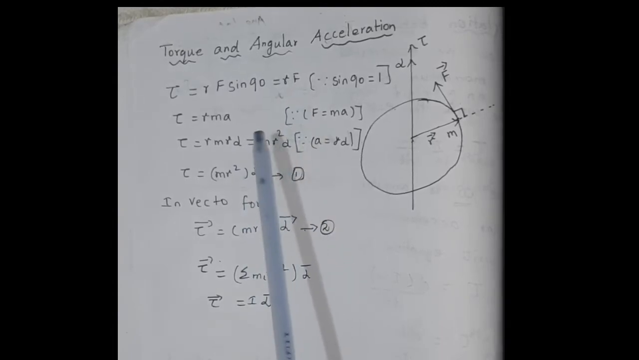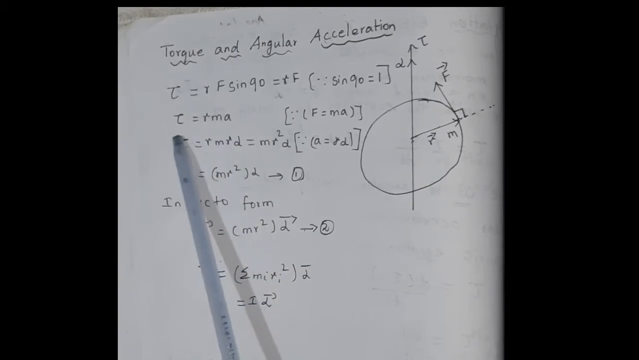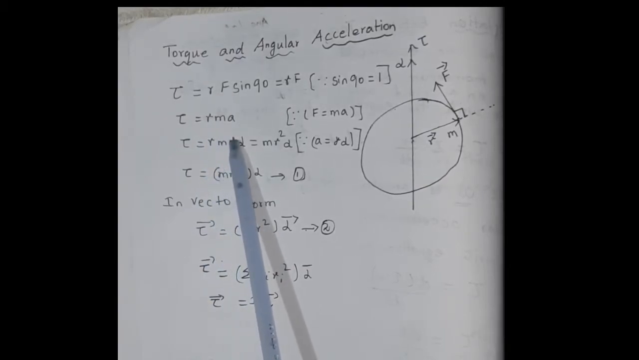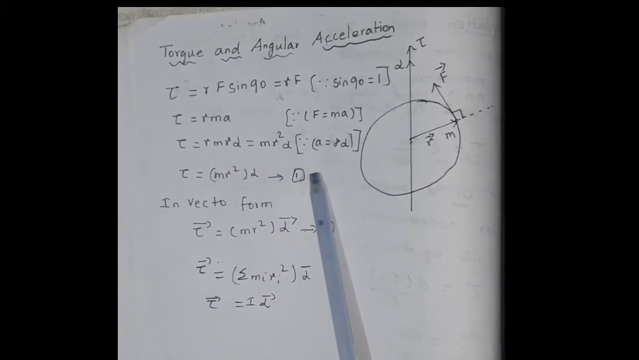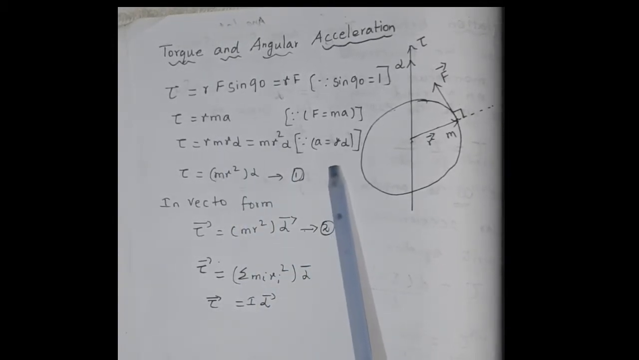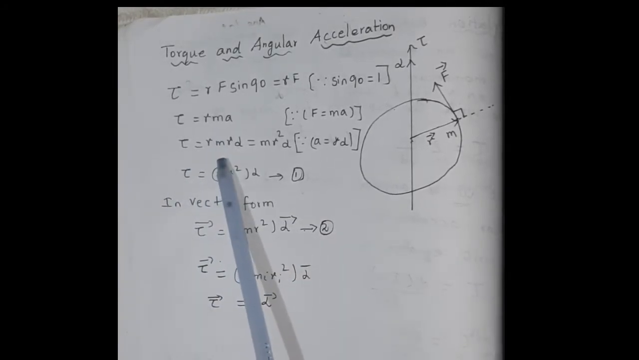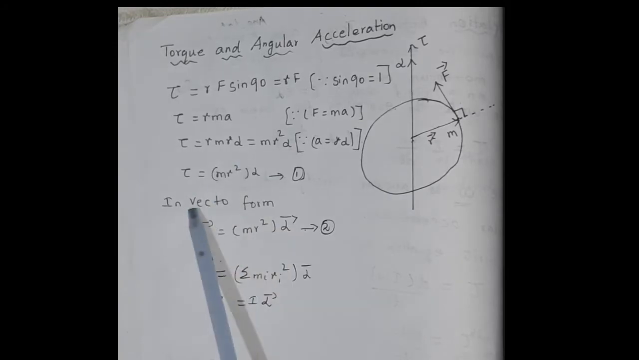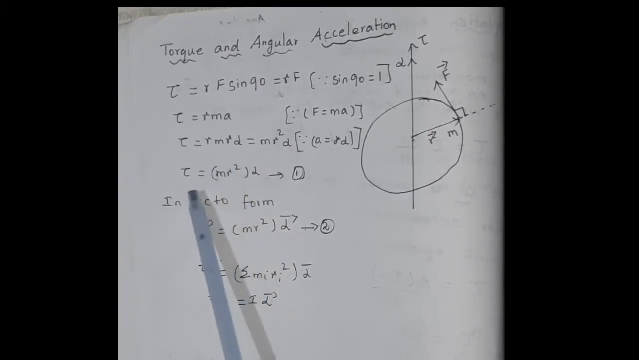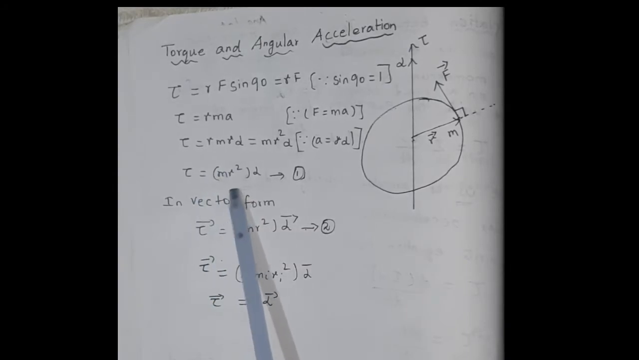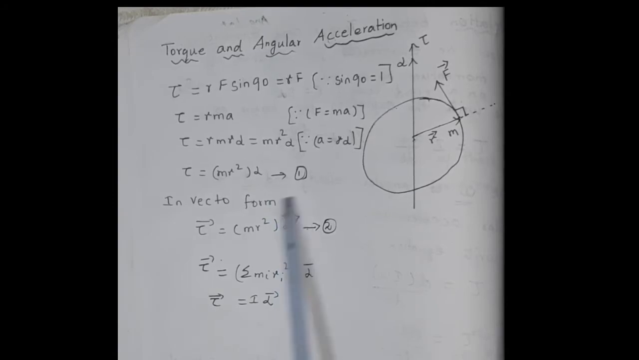So F is equal to m into a, so tau is equal to r m a. Now since a is equal to r alpha, tau is equal to r m r alpha. So tau is equal to m r squared into alpha. That is equation number 1.